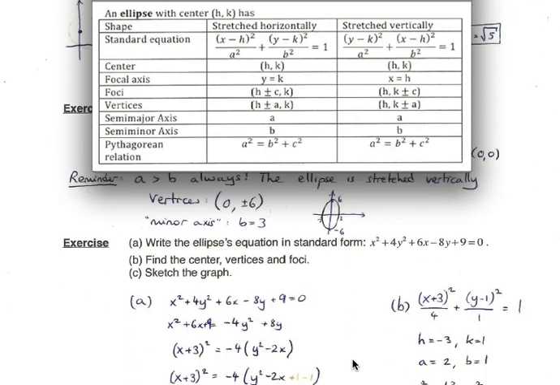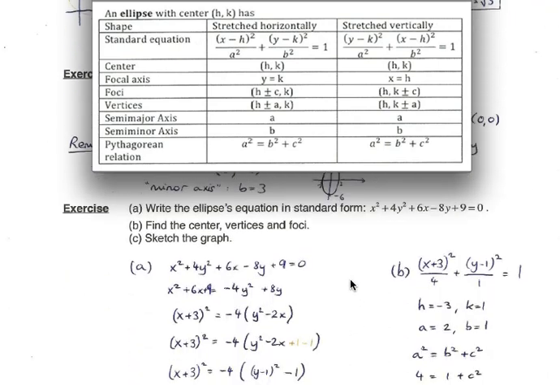The next exercise is a bit longer. We'll read question A only, and then we'll read question B and C later. Write the ellipse's equation in standard form. x squared plus 4y squared plus 6x minus 8y plus 9 equals 0. Quite obviously, this does not look like our standard equation. We need to make transformations.